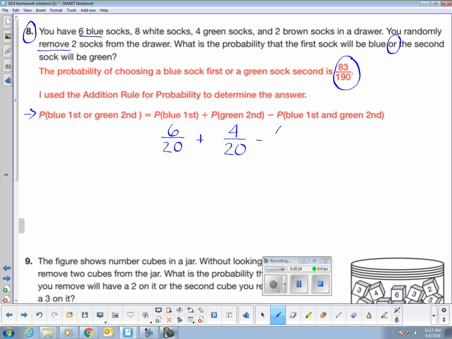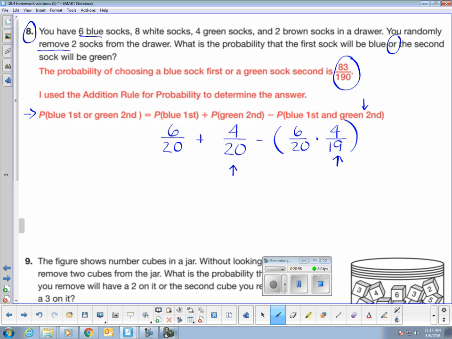Minus, now the probability of a blue and then a green, we have to remember to drop this down by 1 because we're not replacing it. We don't drop it down by 1 here, we drop it down by 1 inside here. So the probability of getting a blue is 6/20ths times the probability of then getting a green, given that I've already taken out a blue, is 4 out of 19. Okay, so my OR rule, I always have to drop down in the second fraction.